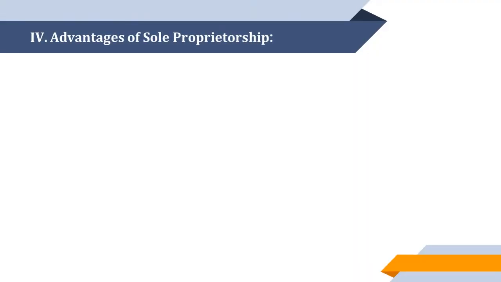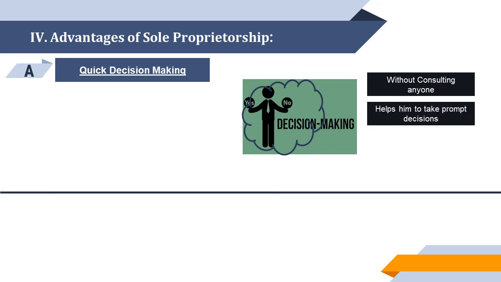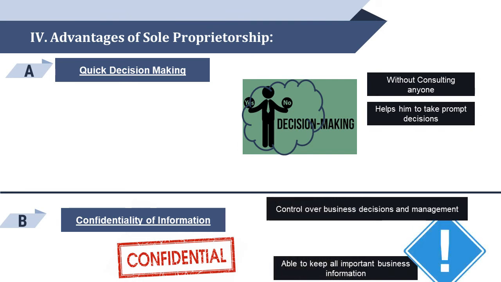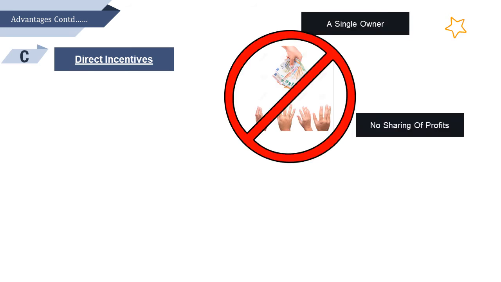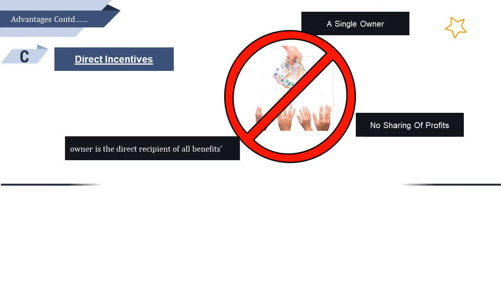Advantages of sole proprietorship. The first one is quick decision making. Here the sole proprietor has the freedom to take decisions without consulting anyone, which helps him to take prompt decisions. The second one is confidentiality of information. Here the owner enjoys control over business decision and management. Thus, he is able to keep all the important business information to himself or herself. Next, direct incentives. Sole proprietorship has only a single owner, so there is no sharing of profits. Here the owner is the direct recipient of all benefits which arise from his or her efforts.